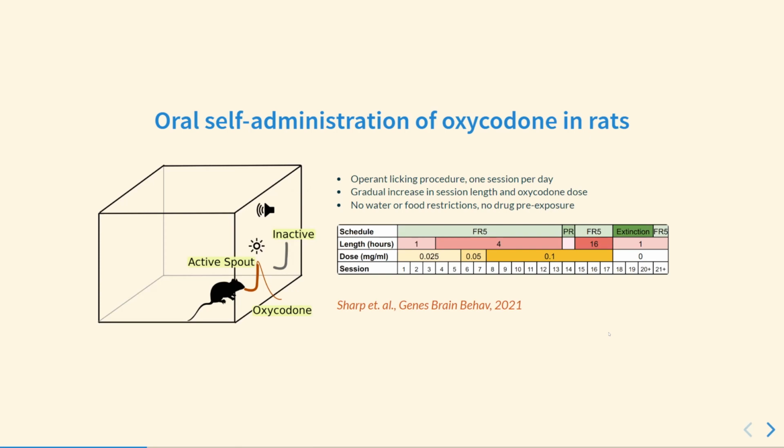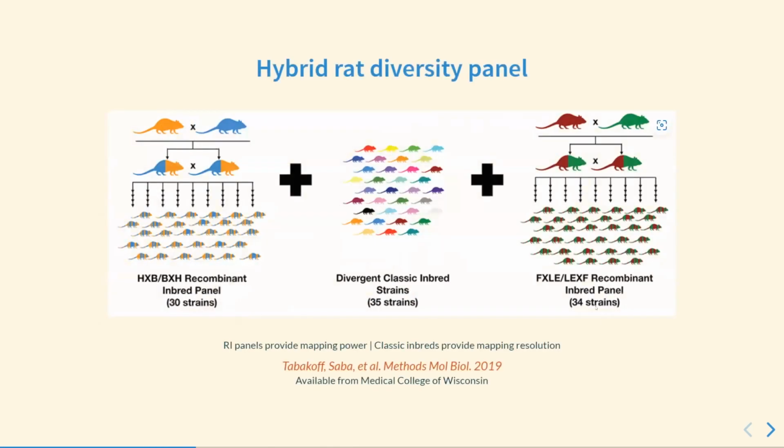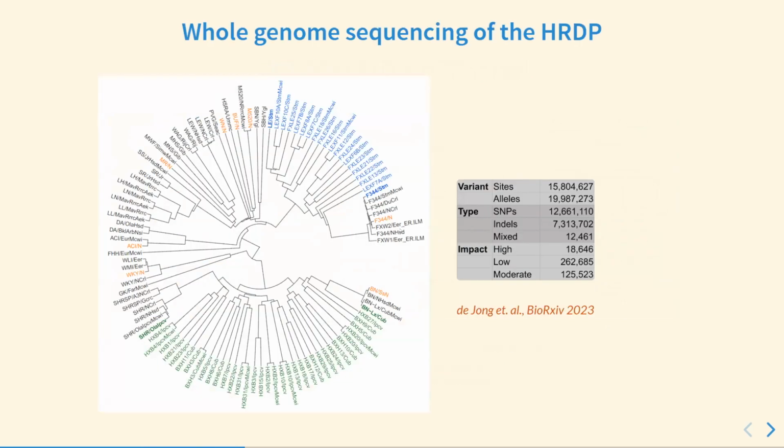So this is a model we established in collaboration with a few other people, including Burt Sharp, who is also involved in this project. And to study the genetics, many of you have already seen this many times. So we are using the HRDP, which has two recombinant inbred panels plus some classic inbreds. And of course, these all have been fully sequenced. Here is the phylogenetic tree of these panels, and there is your FXE panel, and here is the HXB panel. Other inbred strains are here, and we have identified over 15 million variant sites across these panels. Many of them have high impact on gene expression, and so on and so forth.